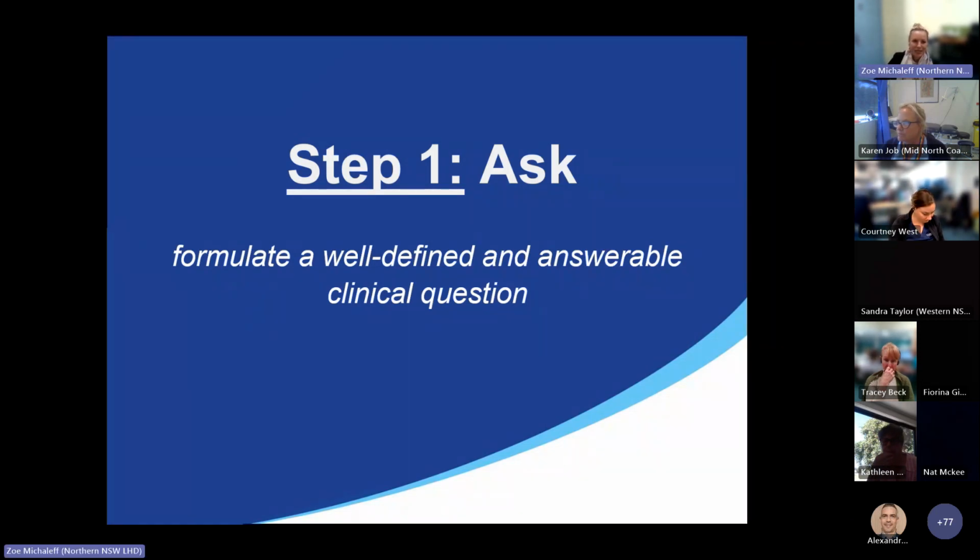So let's get into it. Let's take a closer look at step 1 and how to ask an answerable clinical question. As you join us on this journey over the next 5 weeks, I'm going to pause before each session and really focus on why this step is so important. Because if you understand the why, you're more likely to retain, recall, and use this information in your everyday practice.